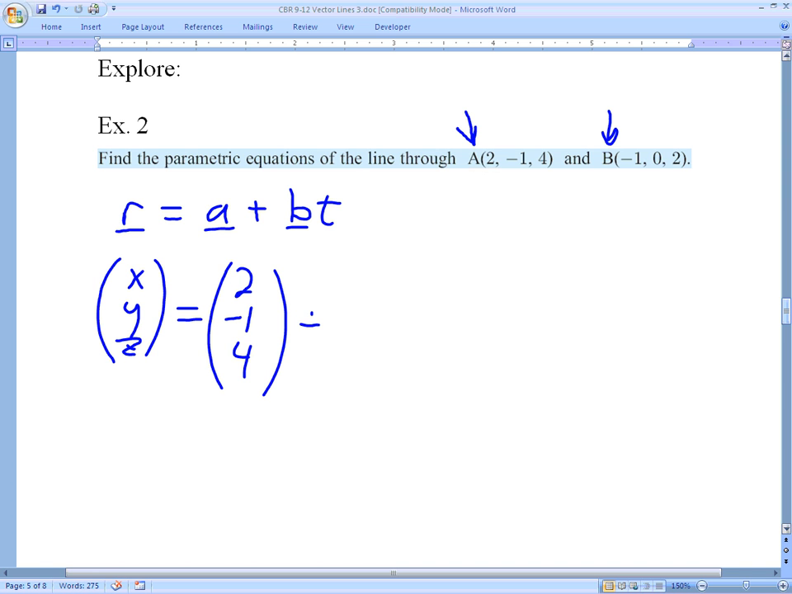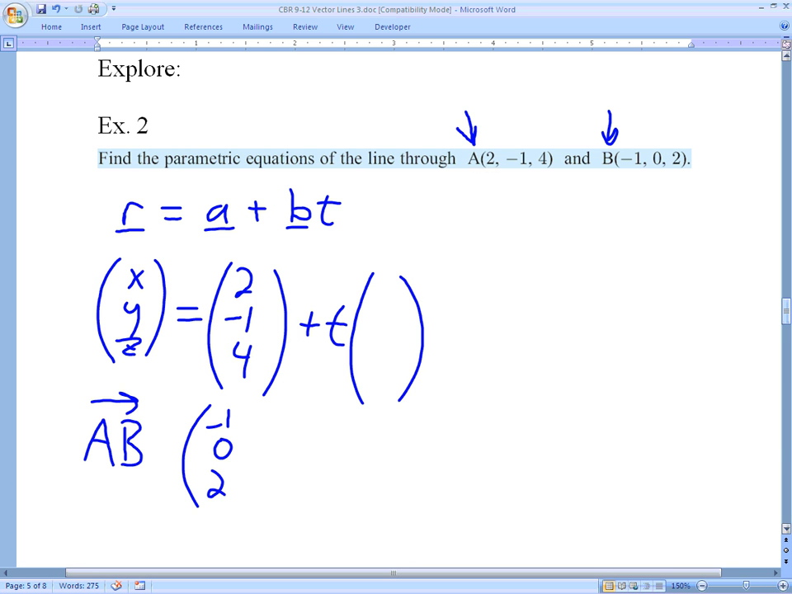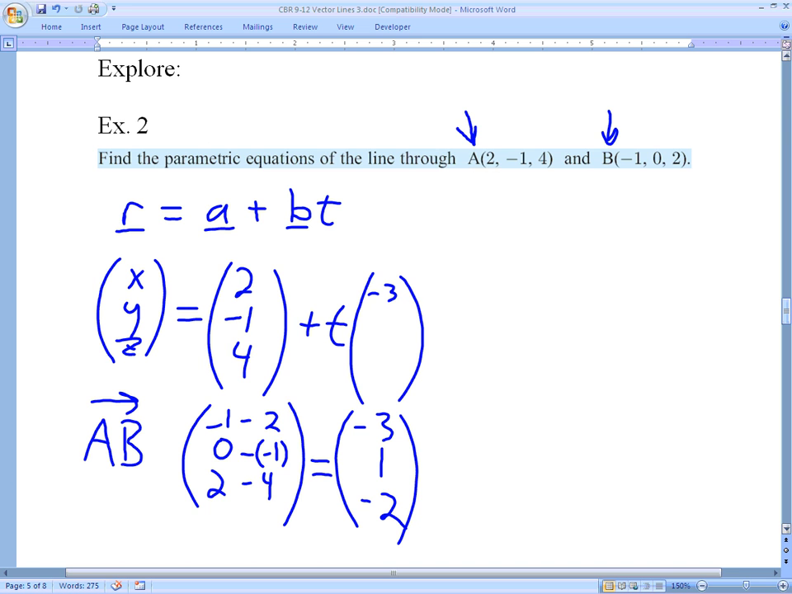And now we need our directional vector. In order to create a directional vector, we have to have a vector, and we don't have one. We have points. So if I want to go to AB, I would subtract backwards, and I would start with my B values, which were negative 1, 0, 2. And then I'll minus my A values, which is minus 2, minus negative 1, and minus 4. And we end up with negative 3, positive 1, and negative 2. So that is my directional vector. I've got negative 3, positive 1, negative 2, and I have written my vector equation.